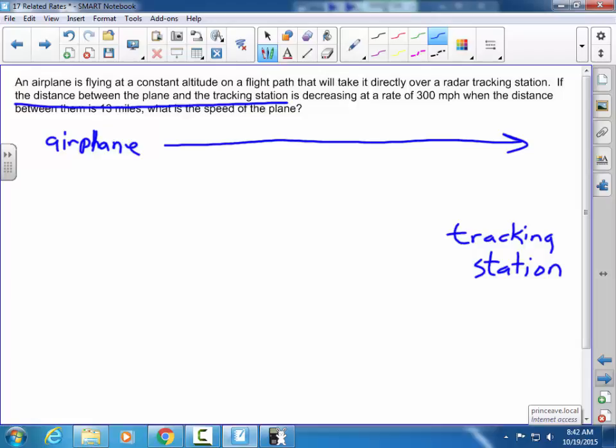Isn't it a vertical line? It's this line? This line? Which one do we think it is? Is it the horizontal line, the vertical line, or the diagonal line? If we say the distance between the plane and the tracking station.